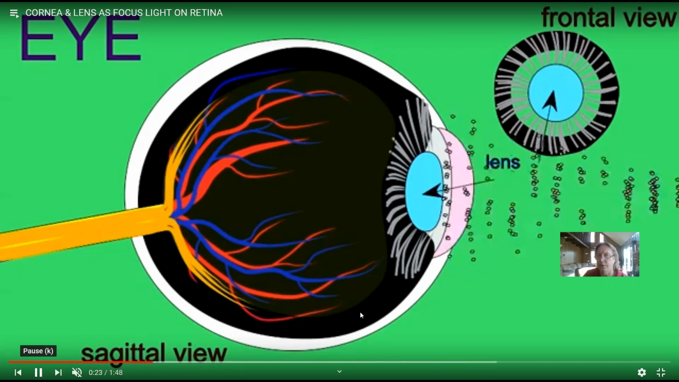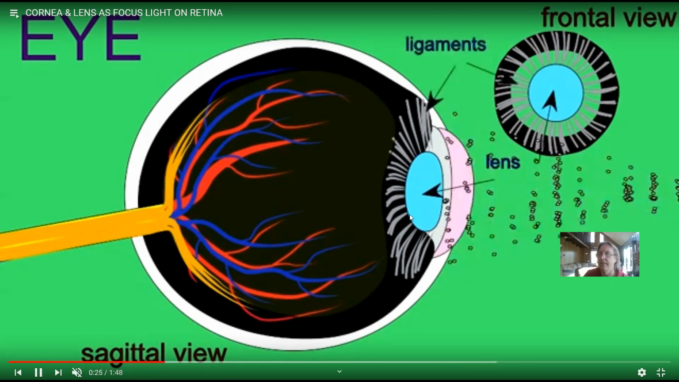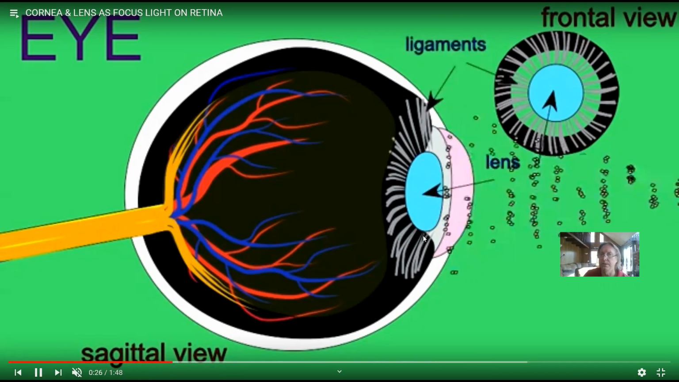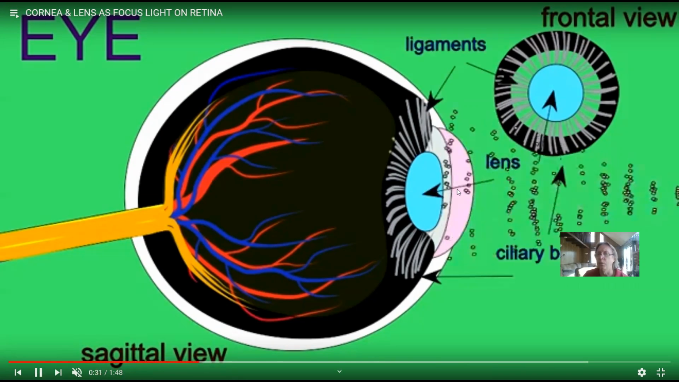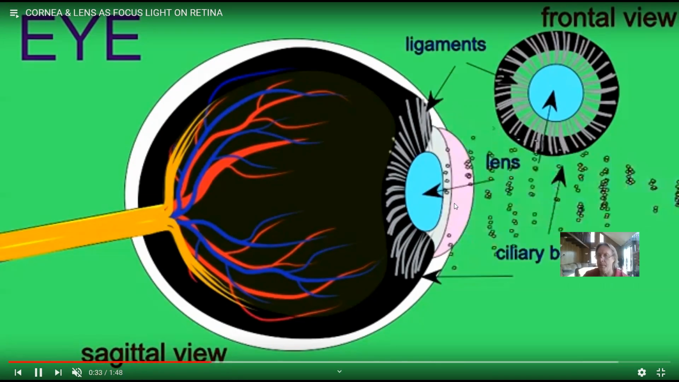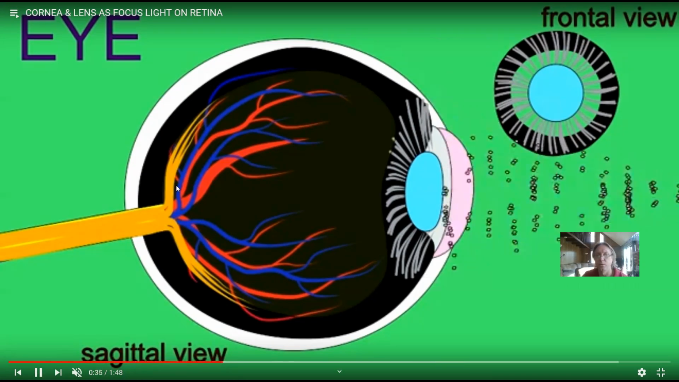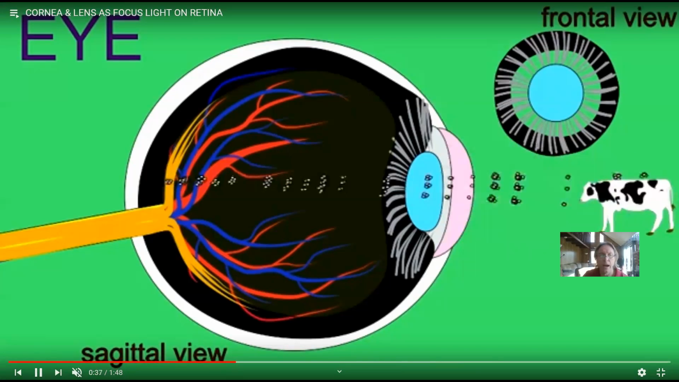The second structure is the lens. The lens is adjustable because of those ligaments I had just mentioned. And so when you are going to bend the light so that it can focus on the retina, once again, the bending occurs in two places. One, the cornea, which does 3/4 of the bending but is not adjustable, and then about 1/4 of the bending occurs at the lens, which is adjustable.